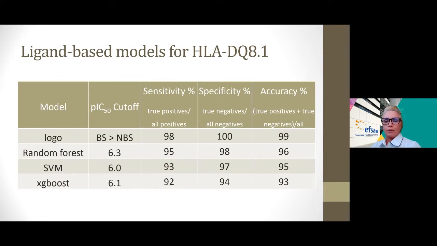For DQ 8.1, the predictions are slightly better. The sensitivity ranges between 92 and 98%, specificity is in the range 94–100%, and accuracy ranges between 93 and 99%. So these 8 models, 4 models per allele, were uploaded in the software tool. And you will see in the PredicQ tool how they work.